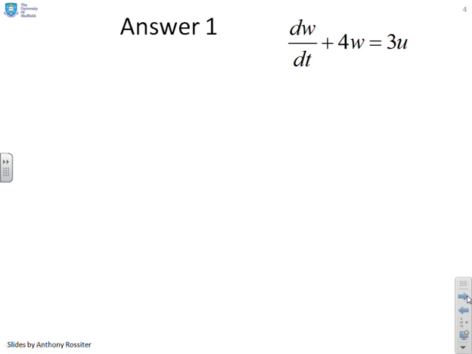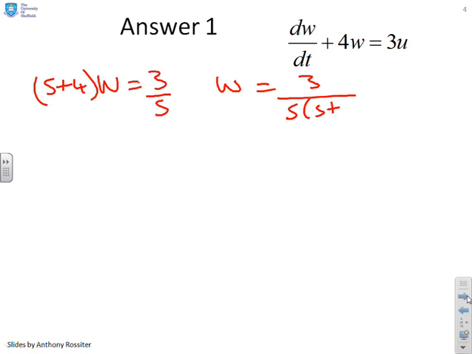First model then. Now I'm going to derive the Laplace very quickly because that was covered in the previous tutorial. So we have (s plus 4) w equals 3 over s, or w equals 3 over s(s plus 4). You'll remember we were told to ignore initial conditions. So having got the Laplace transform representation of w of s, I can now use partial fractions and write w equals a over s plus b over s plus 4.